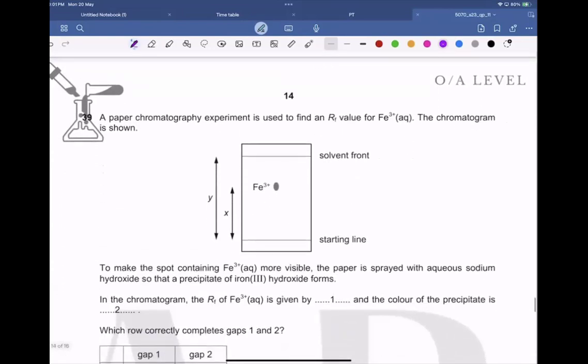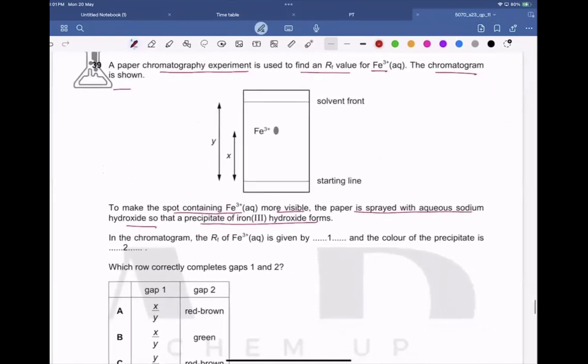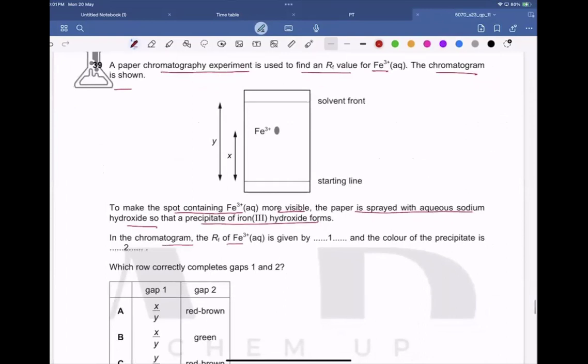Okay. Question number 39. A paper chromatography experiment is used to find the RF value of Fe3+. The chromatogram is shown. To make the spot containing Fe3+ more visible, the paper is sprayed with aqueous sodium hydroxide so the precipitate of iron(III) hydroxide forms. In the chromatogram, the RF value is given by 1 and the color of the precipitate is 2. So the RF value is given by X divided by Y and the color of the precipitate is red brown, isn't it? Or red.